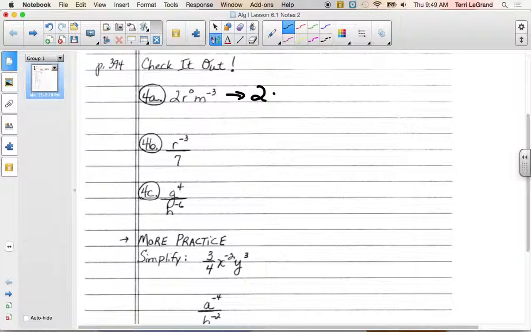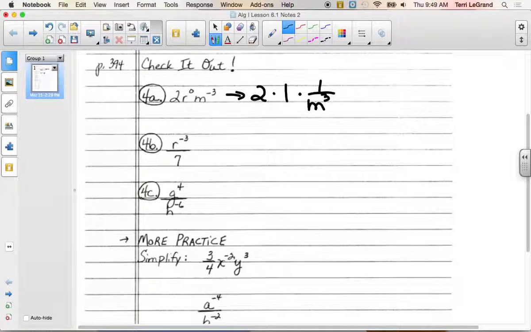So 2 times, what can r to the 0 power be renamed as? 1. Here's what you get to assume in all your homework right now, that the variable is not 0. Remember, we can't take 0 to the 0 power and get 1. So we're going to assume that the variable never represents 0. It's some other base other than 0. And then how can we rename m to the negative 3 power? Courtney? 1 over m to the 3rd power.